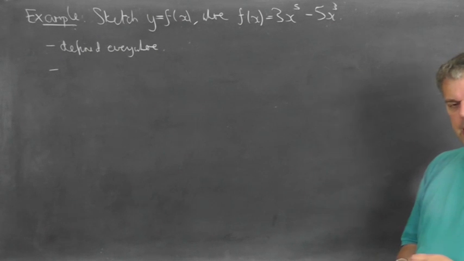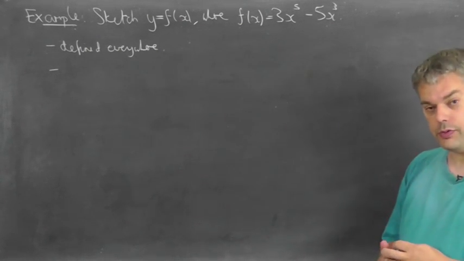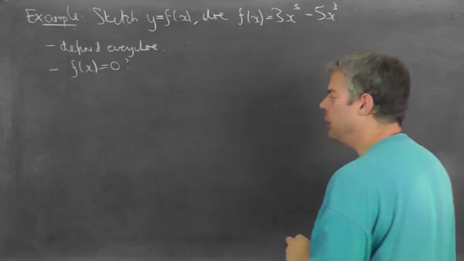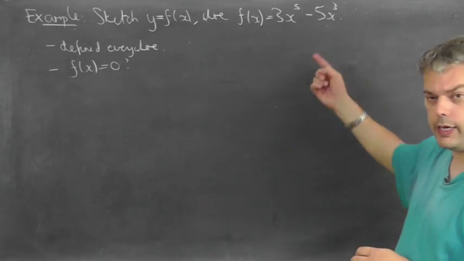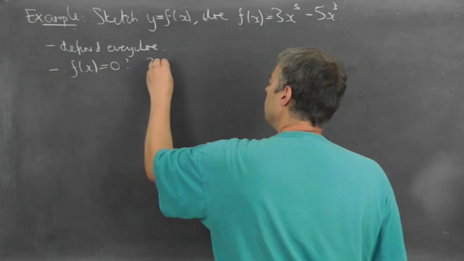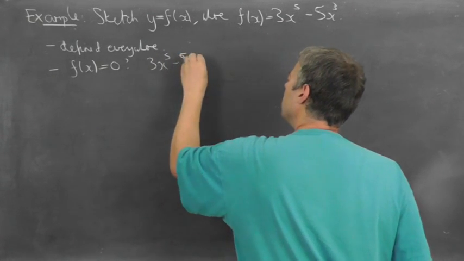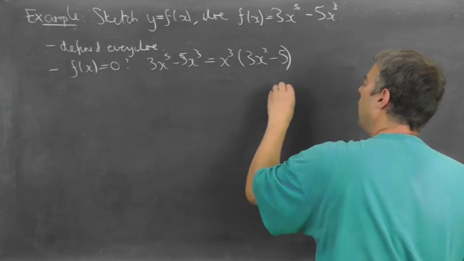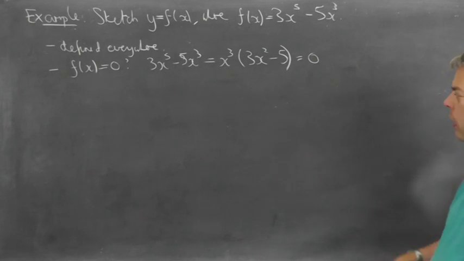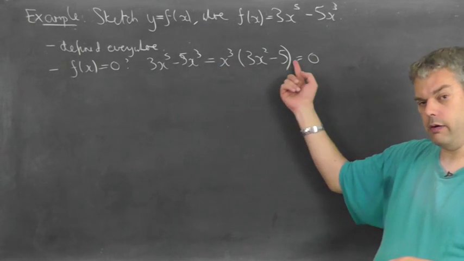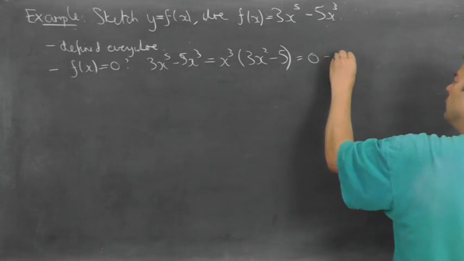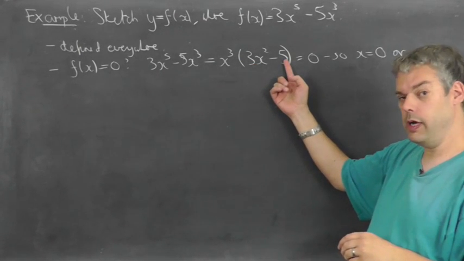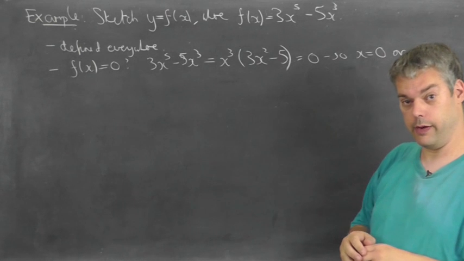Where does it cross the axes? Well, where is f of x equals 0? So f of x equals 0 when this thing here is 0. So we can take a factor of x cubed out. And this is naught when x is 0 or when this bracket here is 0. And 3x squared equals 5 when x is plus or minus the square root of 5/3.